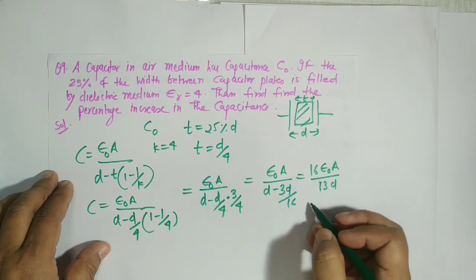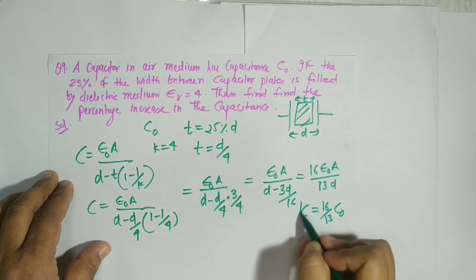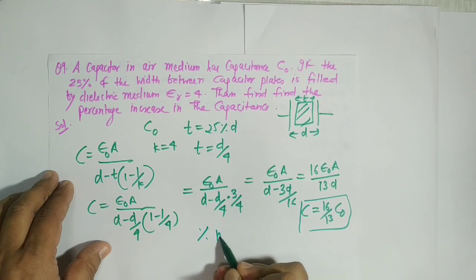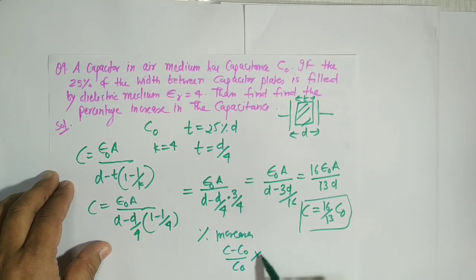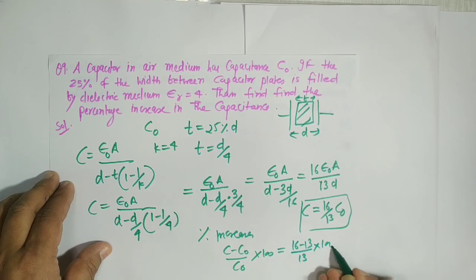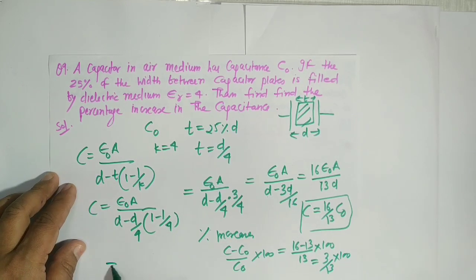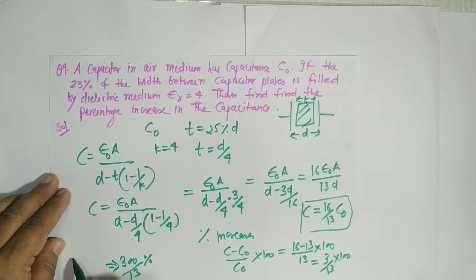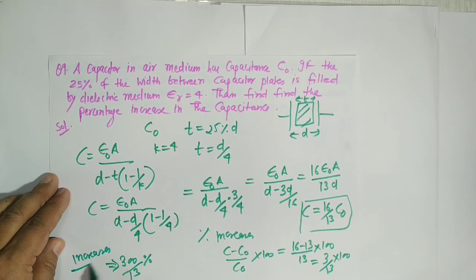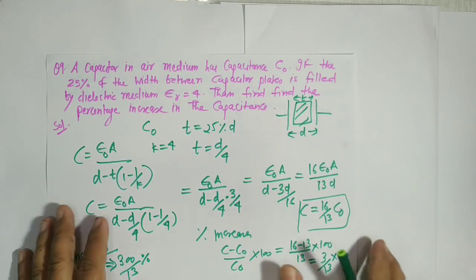So can we say the percentage increase? C is 16 by 13 of C naught. Got it or not? Percentage increase you can find out. It will be C minus C naught by C naught into 100. So can I write 16 minus 13 by 13 into 100? So it will be 3 by 13 into 100. So the percentage increase is 300 by 13%. So this is the answer.